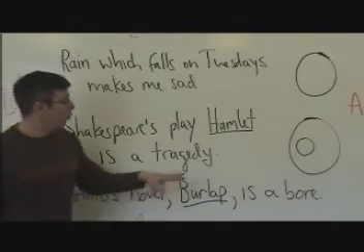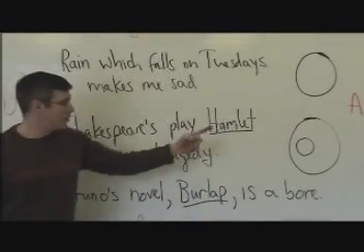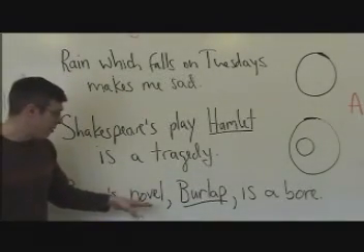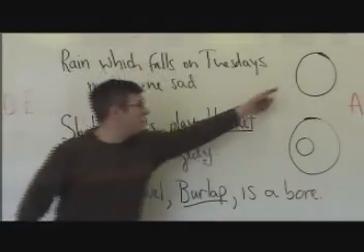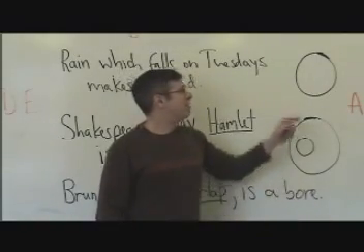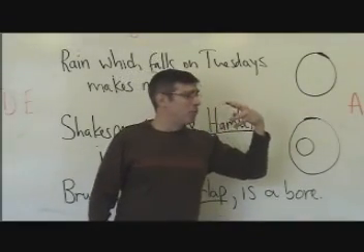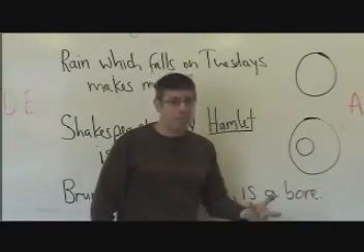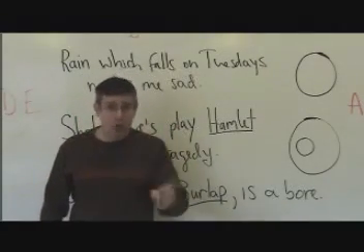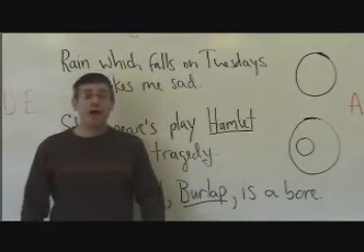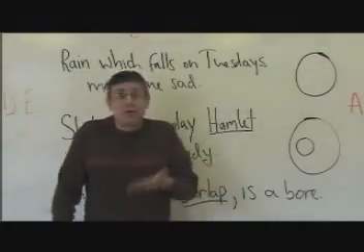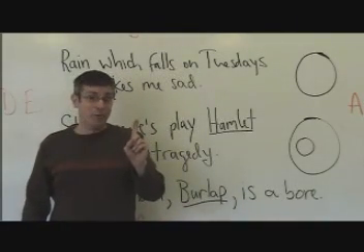But Bruno's novel, Burlap, is this correct? Because remember, we took the commas away from being around Hamlet. But here, what is the set? If this is the set, Bruno's novel, the things that could be Bruno's novel, what does the set Bruno's novel Burlap look like? It's exactly the same, because Bruno only has one novel, Burlap. So Bruno's novel, which, by the way, is Burlap, is a bore. That is correct, because he only has one novel.